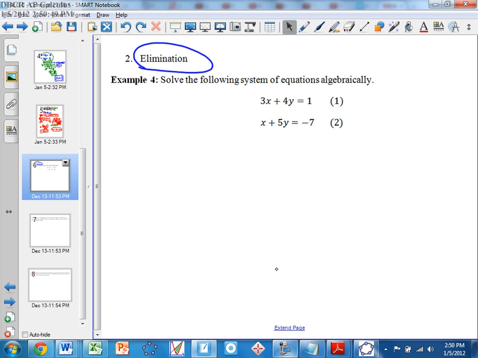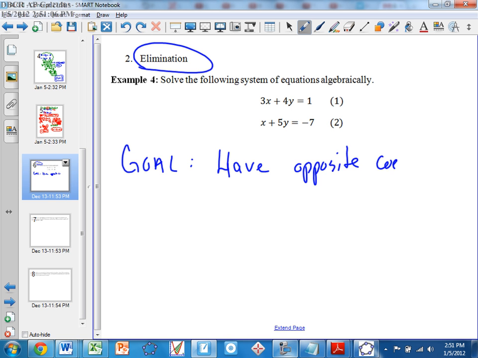All right, so for elimination, the goal of elimination is the following. Here is our goal. Your goal is to get opposite coefficients for x or y. Again, that's the goal, and I'll explain what that means. It's very simple once you see an example. But our goal is to have opposite coefficients for x and y.